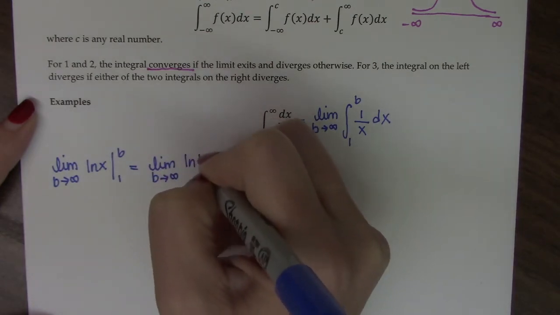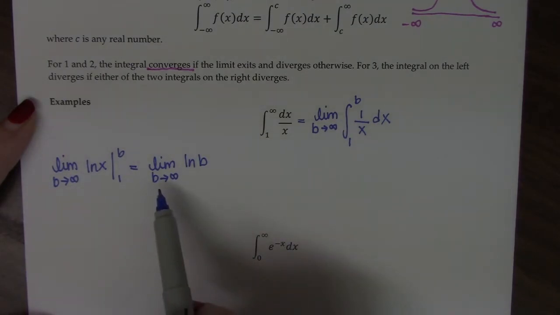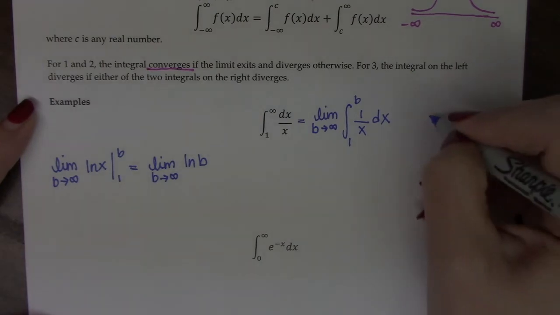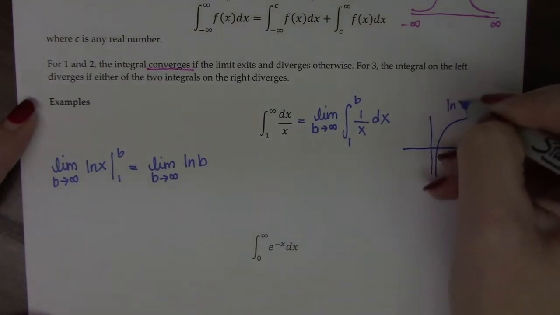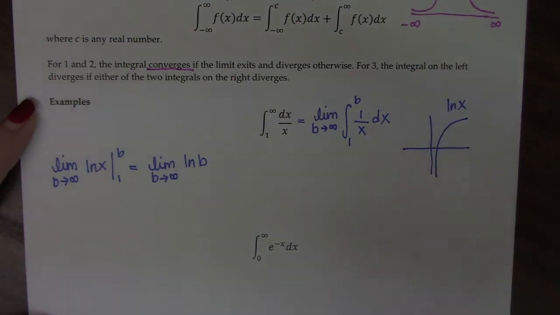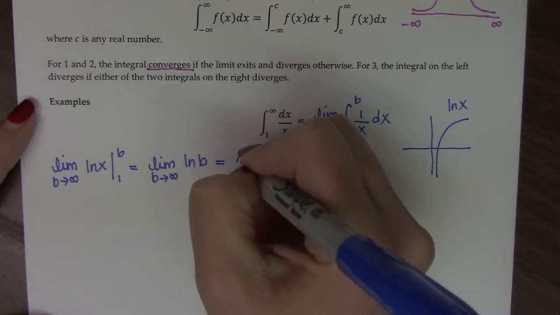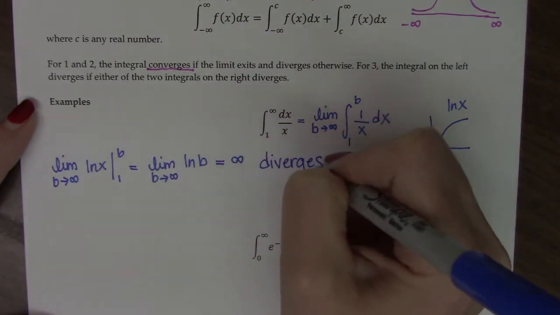and we'll get the natural log of b minus the natural log of 1, but the natural log of 1 is 0. So the limit as b goes to infinity of the natural log of b is actually infinity, because this is what the graph of the natural log of x looks like. As x goes to infinity, this is growing to infinity. So since we get an infinite limit, we would conclude that this diverges.